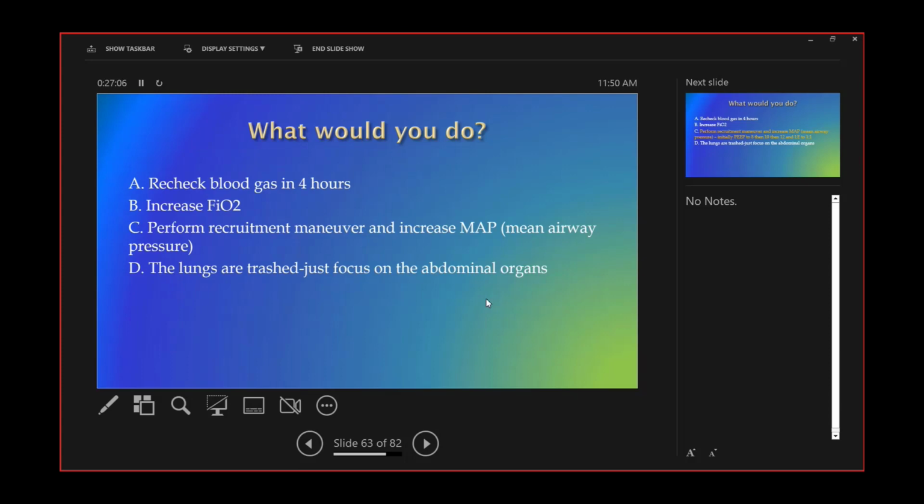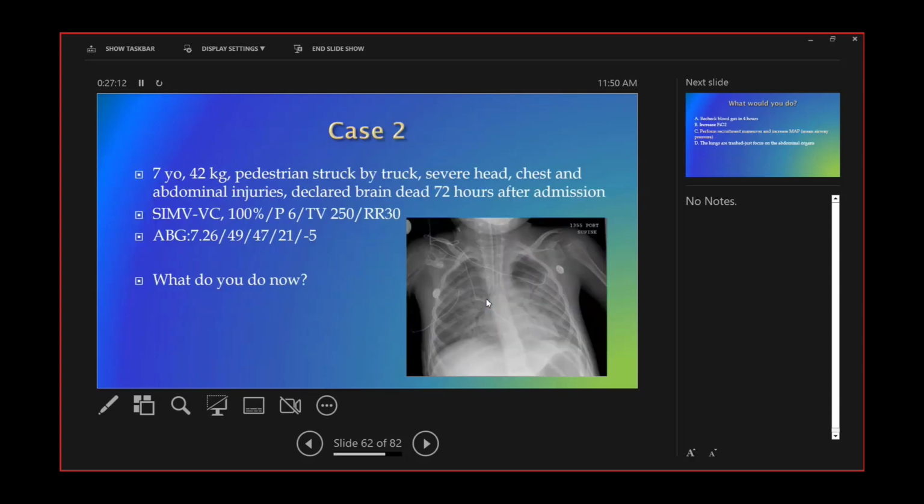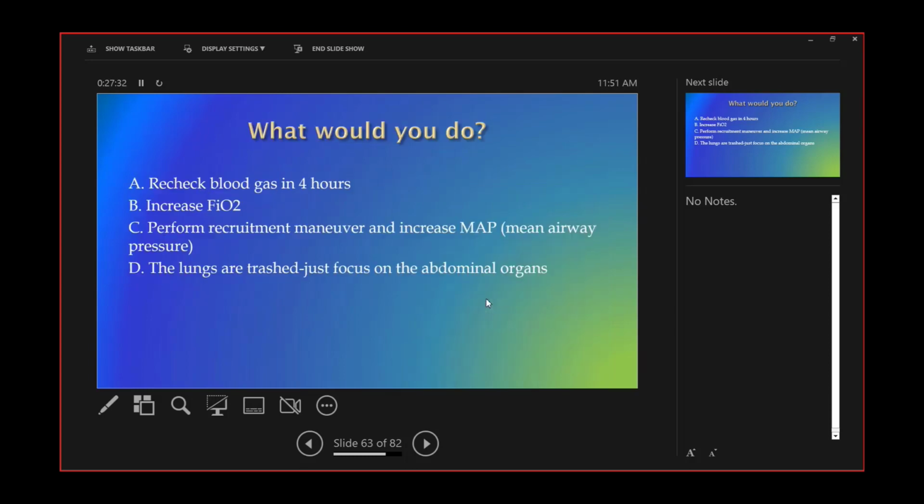Obviously what we do is we do C. You could do D. A lot of people, I'm telling you, see this blood gas on 100% oxygen, a PEEP of 6 or 7, and a PF ratio of 47, and they're like, we're done. We can't go to the OR. I think if you had asked us a year ago what we would have done, and now, it's two different things.